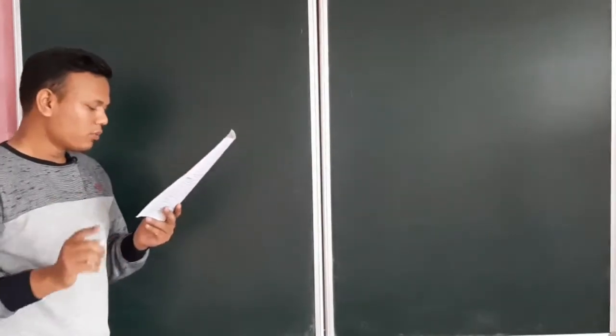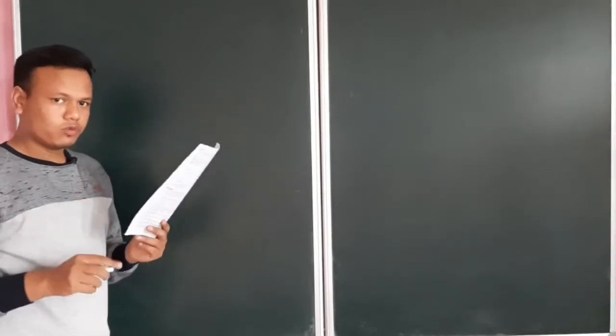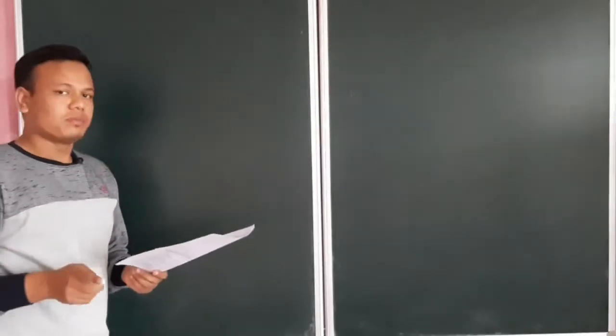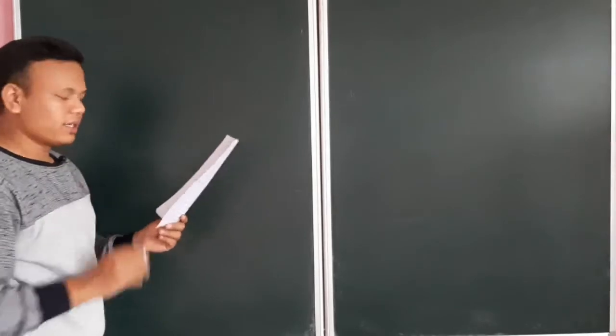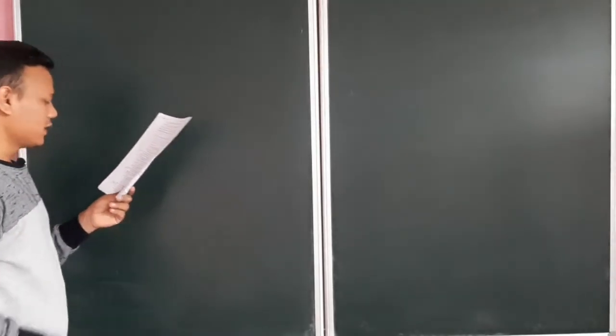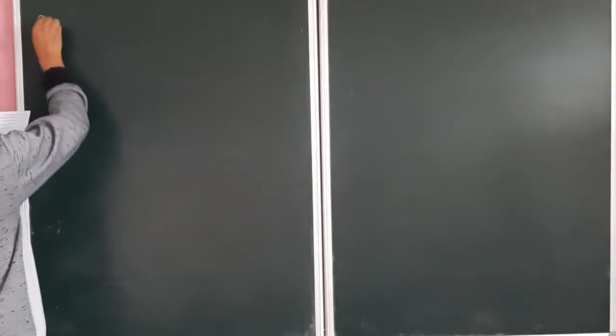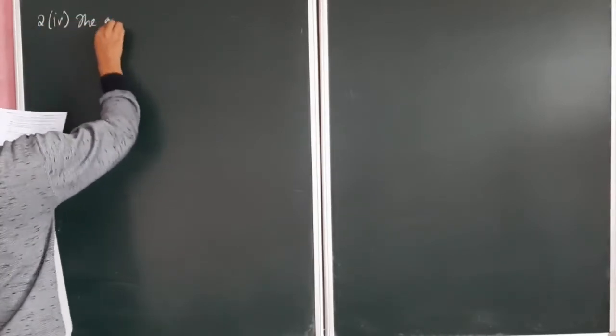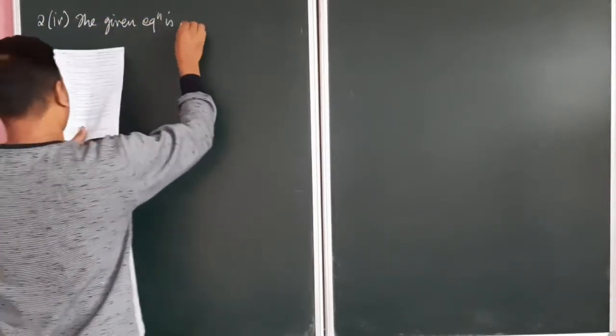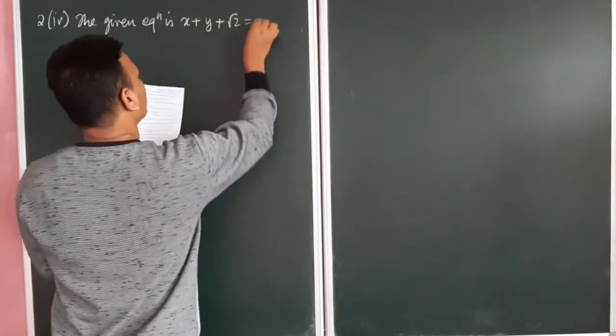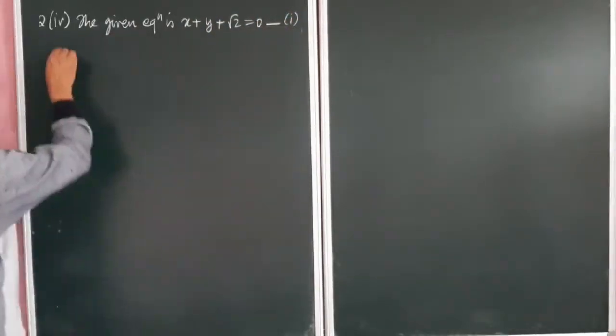Okay, let me take one more problem from question number 21. I am taking question number 4, because this time you may have problems. So question 2-4 says the given equation is x plus y plus root 2 equals 0. Call this equation 1.